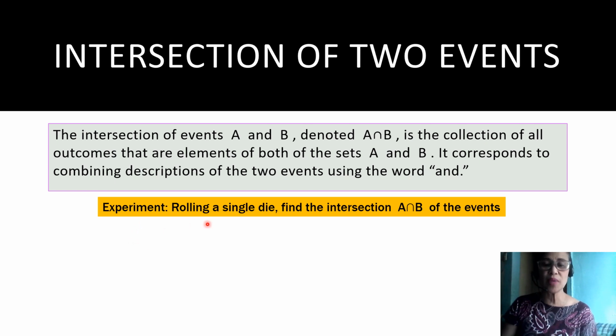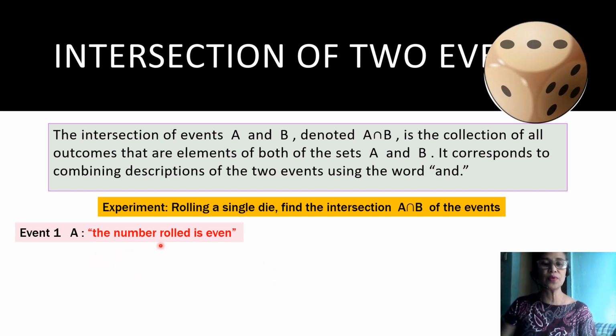So let's have this experiment. Since it's an event, we always have to start with an experiment. So rolling a single die, and we want to find the intersection of A and B events. So this would be our event A.